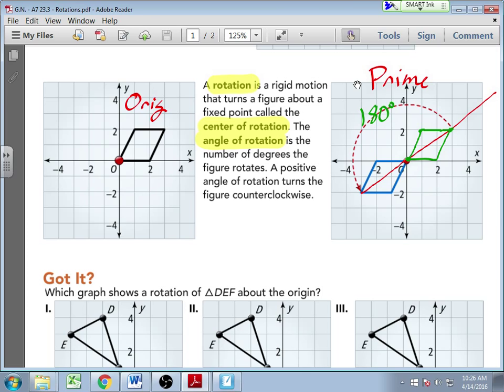What quadrant is top right? 1. What quadrant is top left? 2. 3, and 4. Roman numerals. Don't know if you guys have learned those yet.